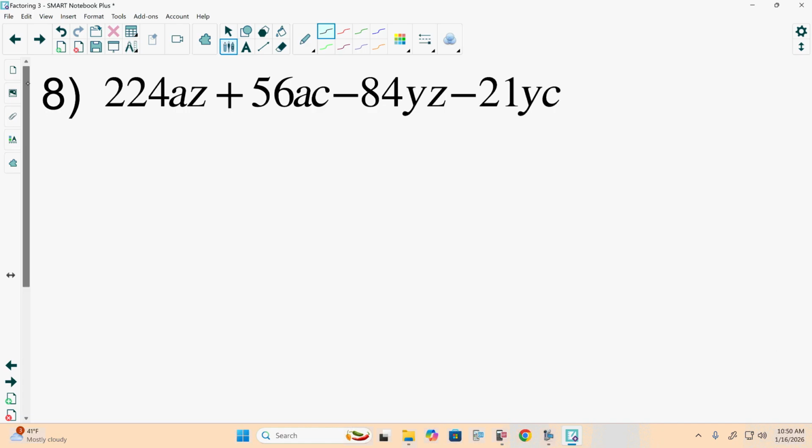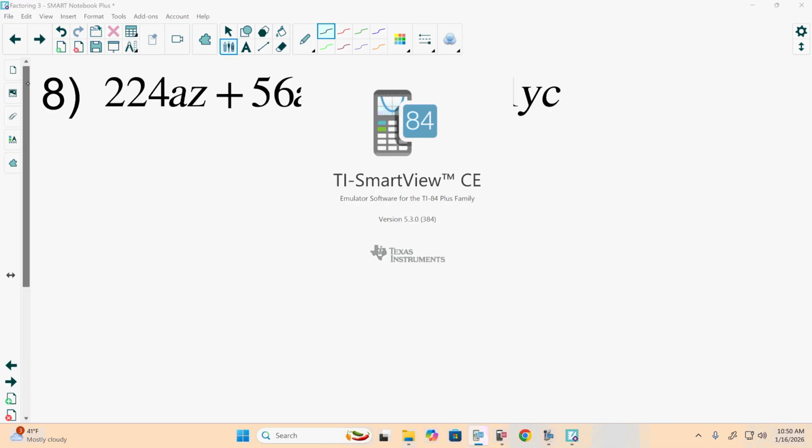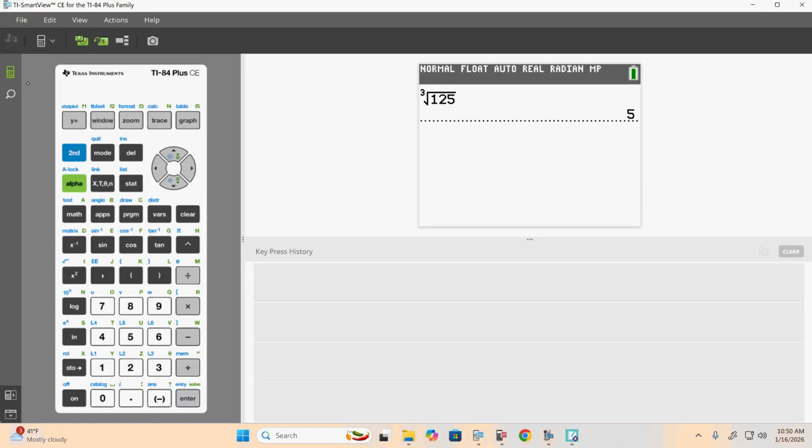224AZ plus 56AC minus 84YZ minus 21YC. We can agree those are some pretty big numbers. Trying to find the greatest common factor might be a little bit challenging, yes? So we could start with our factors. With 56, I could try different factors of 56. 224, we can start with 2 and just increase from there, yes?